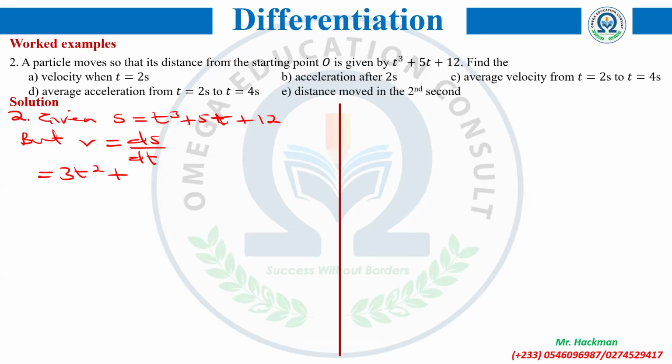Plus 5. Let's go. So now that will be your v function. But you are asked to find v at a particular time; this is the general v.